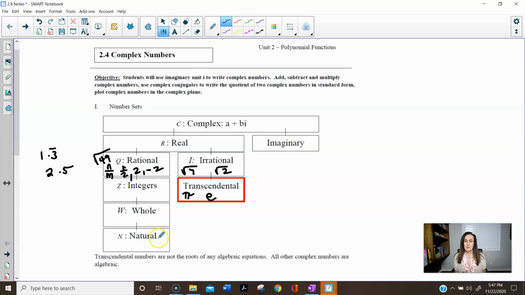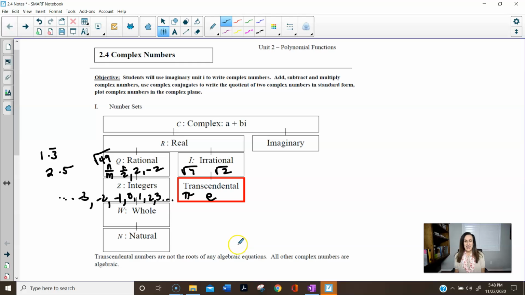Integers are numbers that are not fractions, not decimals. So 1, 2, 3 going up, and 0 is an integer, as well as -1, -2, -3, and everything smaller.